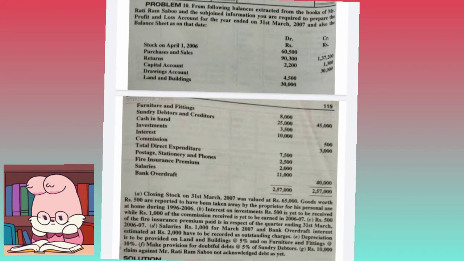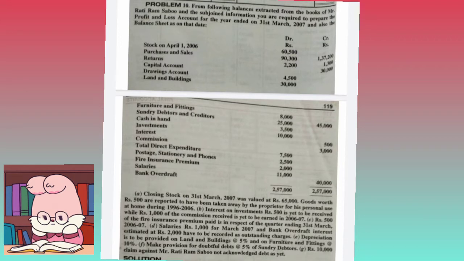Goods worth rupees 500 are reported to have been taken away by the proprietor for his personal use at home during 1996 to 2006. He withdrew the goods for personal use and it is given in the adjustment, so we will deduct this personal use goods from the purchases on the debit side of the trading account, and this goods is a drawing, so we will deduct it from the capital on the liability side in the balance sheet.